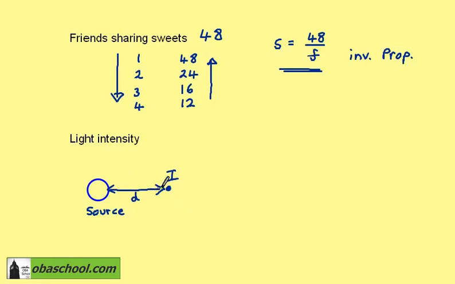Now suppose that we move further away from the source. If we double the distance, then we don't just halve the amount of light, we actually get 1/4 of the amount of light. 4 is equal to 2 squared, and this type of relationship is known as an inverse square relationship.